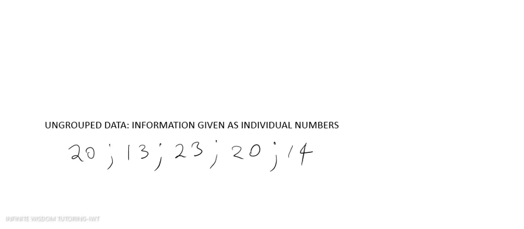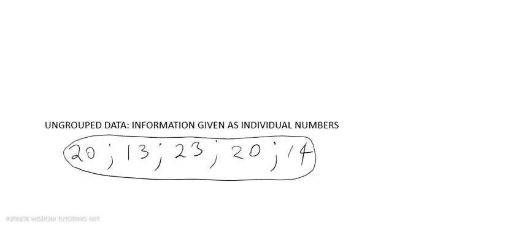This data is ungrouped because we do not have a specific link or a specific grouping. There is no interval for this data. Every number, every digit, or every value is written individually. This is what we call the ungrouped data.